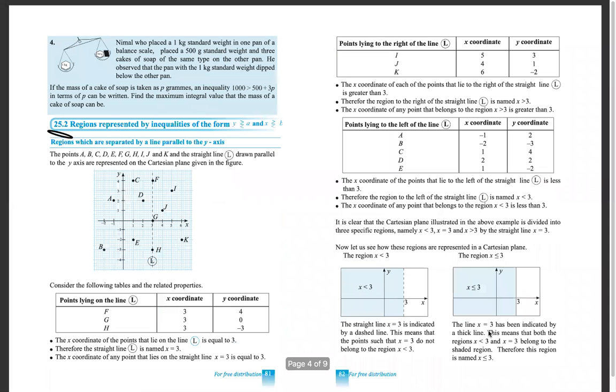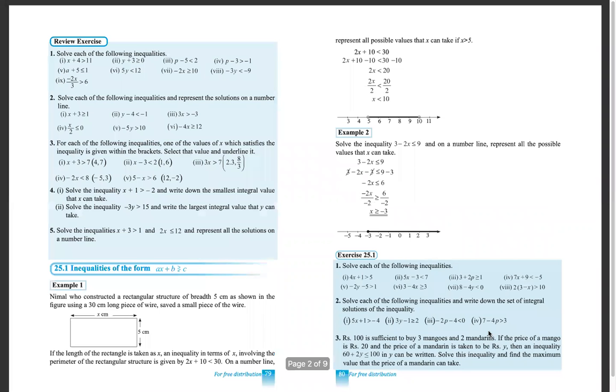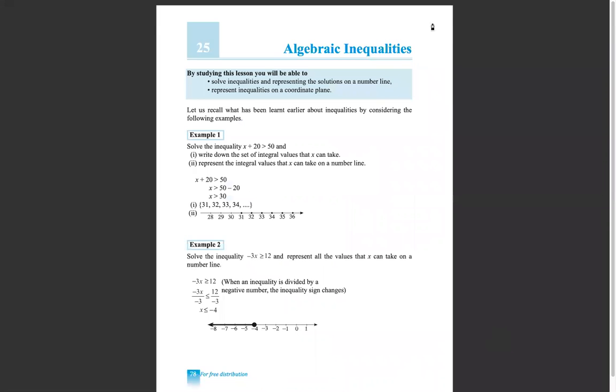Any question in this lesson? Anyone who has any problem about any algebraic inequalities, please speak, right?